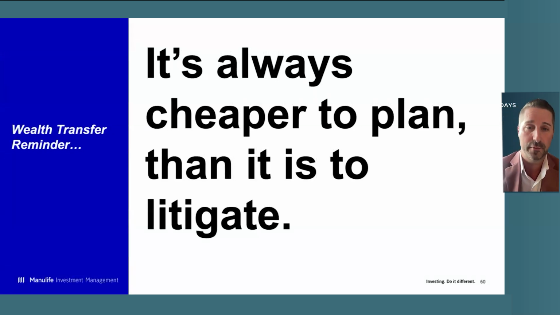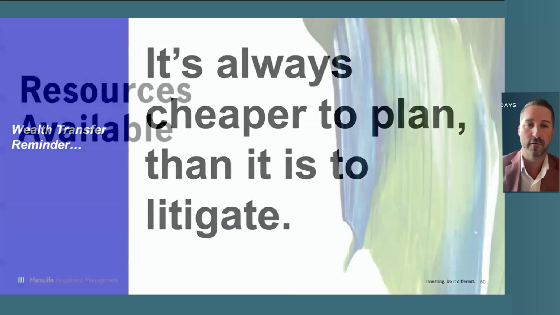Really, it is always cheaper to plan than it is to litigate, right? Lots of wealth transitioning hands on a daily basis. $300 million per day are moving during this generational wealth transfer in Canada. Make sure your clients have plans in place, have their wills updated, utilize wealth transfer funds as part of that solution. It can go a very long way.